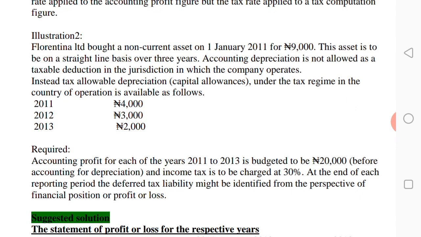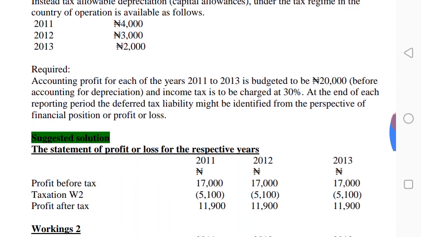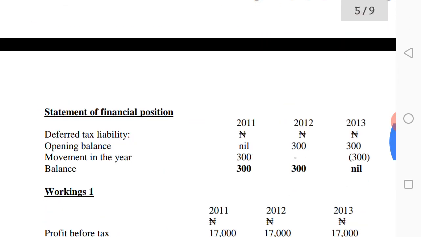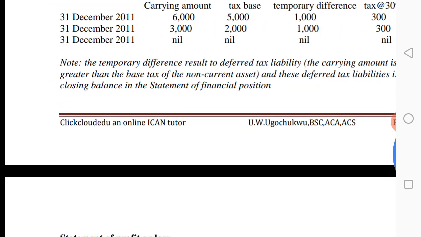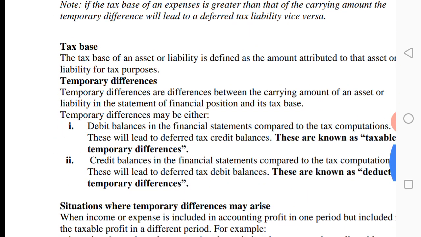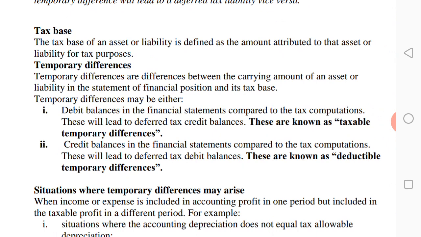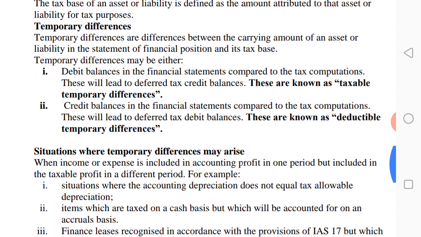But before I solve this question, I want us to understand, and we'll go back to this question and the solution, what the tax base is. Because we actually need this. So, what is the tax base? The tax base of an asset or liability is defined as the amount attributed to that asset or liability for tax purpose.